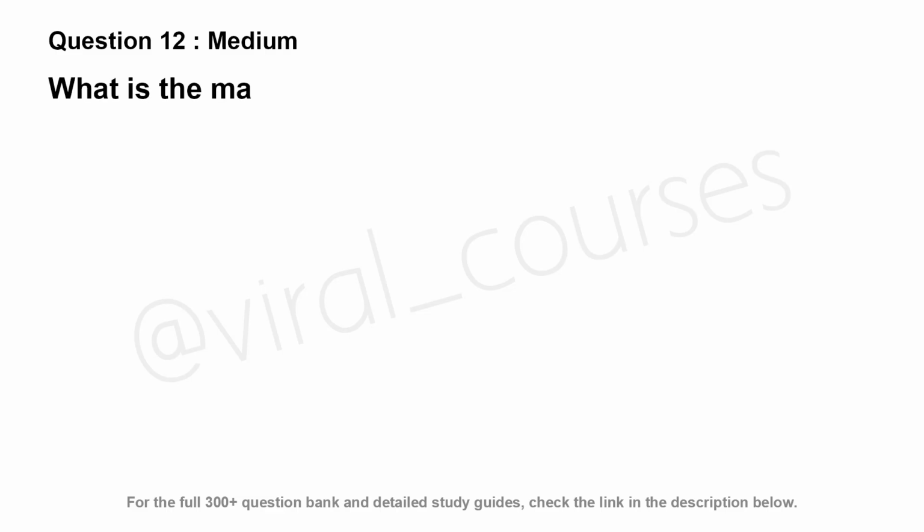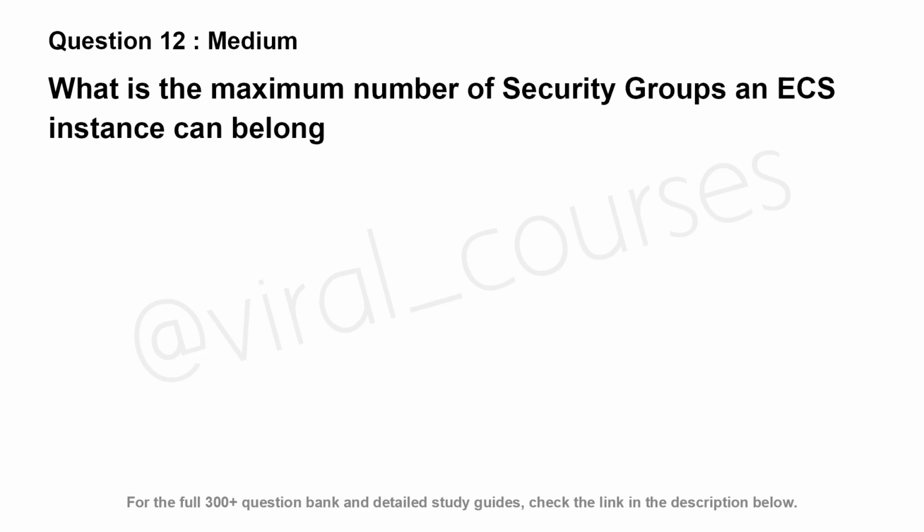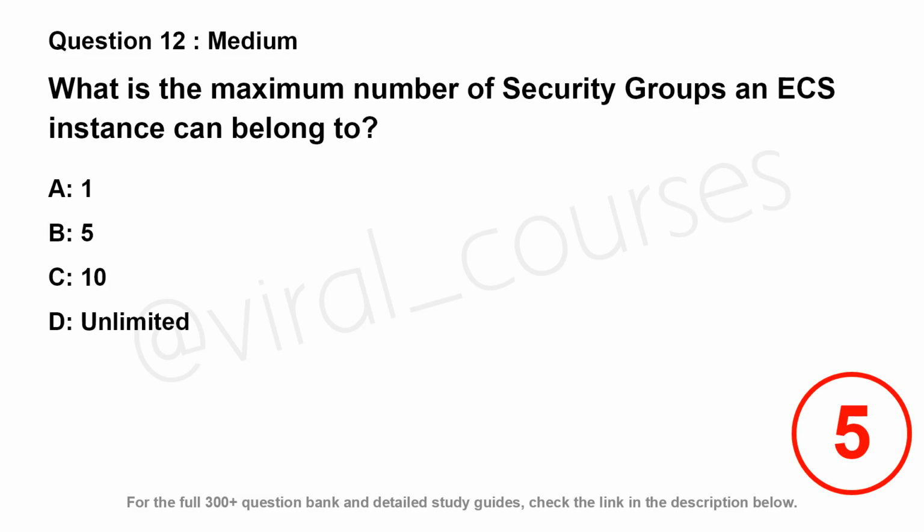What is the maximum number of security groups an ECS instance can belong to? Option A, 1. Option B, 5. Option C, 10. Option D, unlimited.